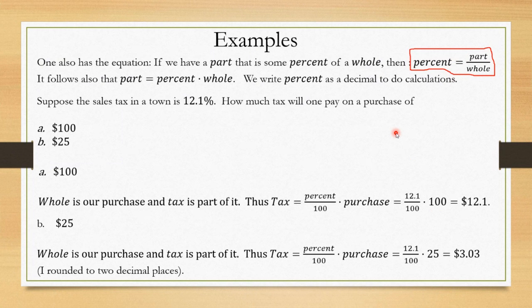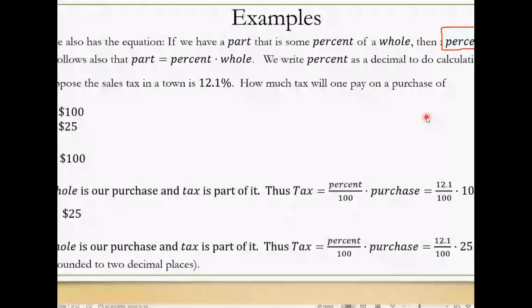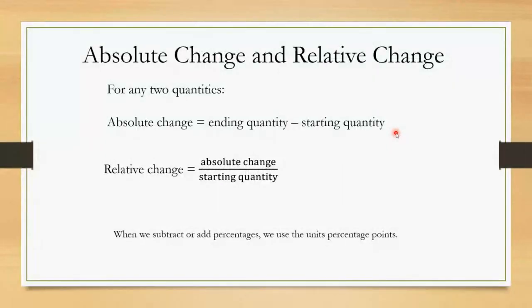Now, building on this, we have these two concepts of absolute change and relative change of something. These are just two formulas here. Absolute change is just, you have two quantities, and it's given by the formula: the ending minus the starting. For relative change, since you're dividing, you can convert this into a percent. You just have to multiply by 100.